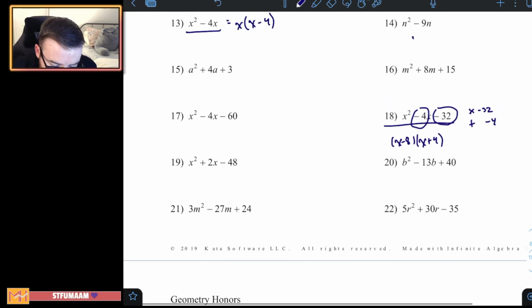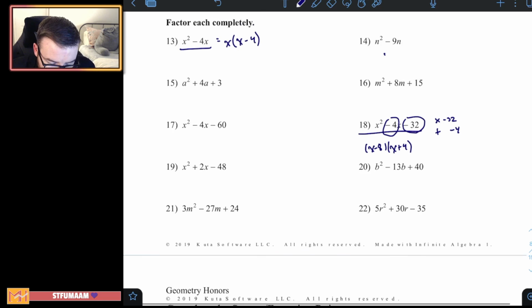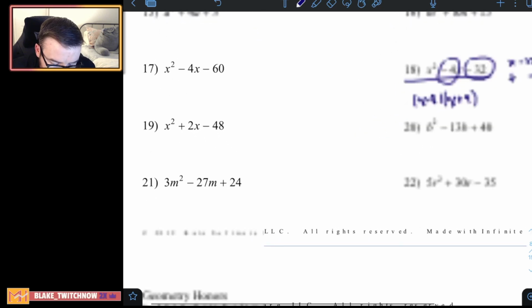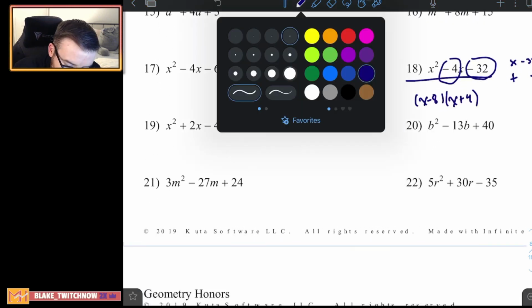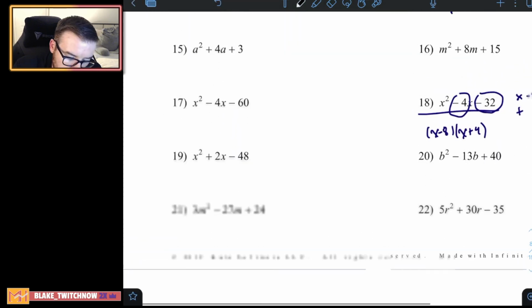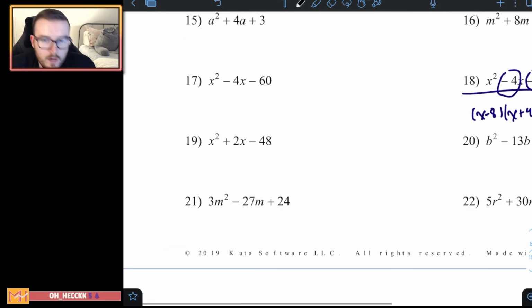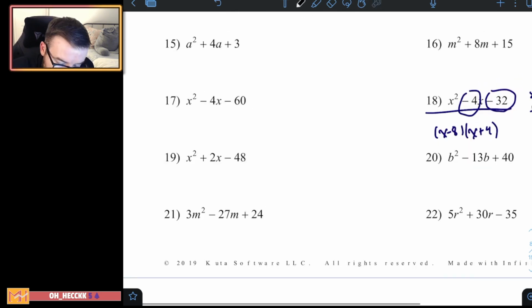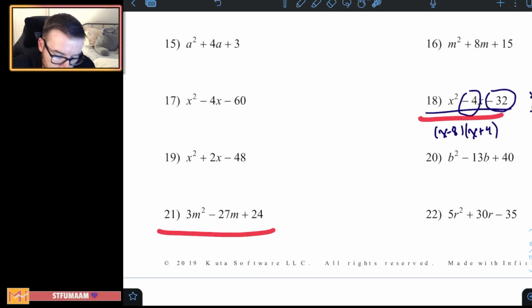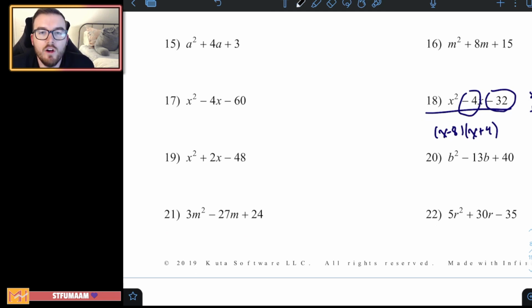Okay. I think I'm just going to call it right there. Actually, let's do 21. Let's do one more because it combines the previous two together. Do you see something that all three terms have in common? This was not the case for 18. What do all three terms have in common? They are all divisible by the number 3.